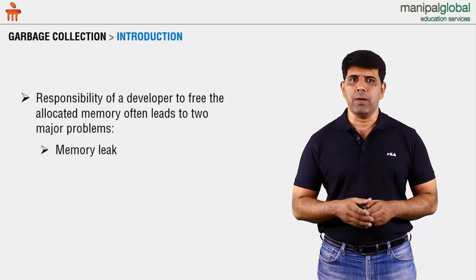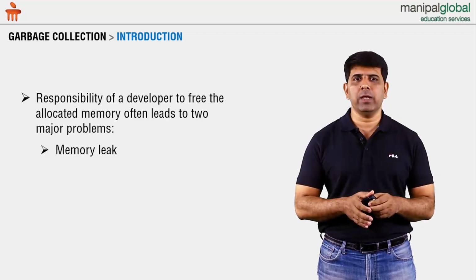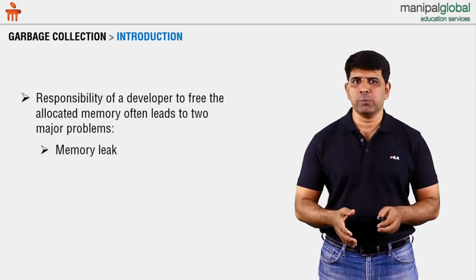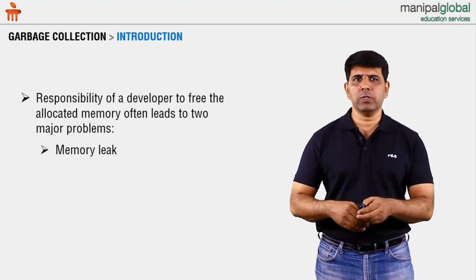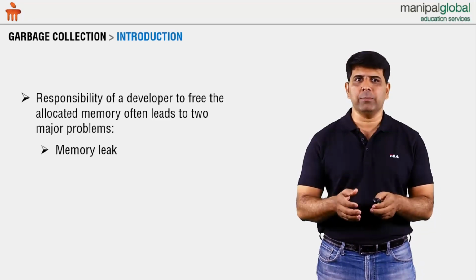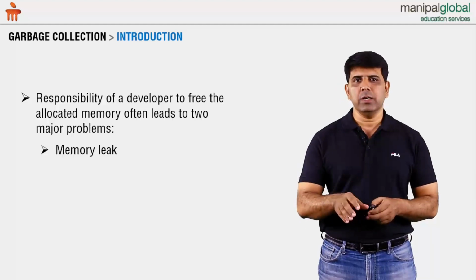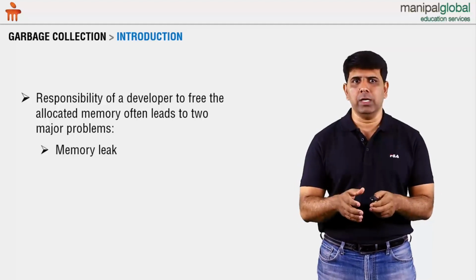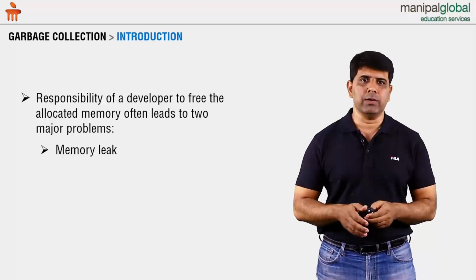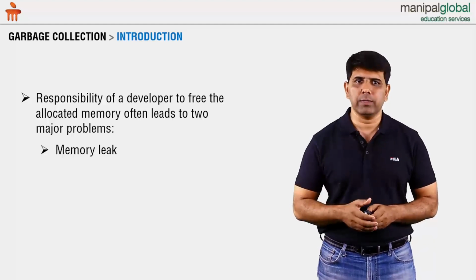Number one is called memory leak. This happens when a developer allocates memory and, over the course of time, does not deallocate the memory. This shrinks the memory logically and eventually your program will run out of memory. So we call it a memory leak.